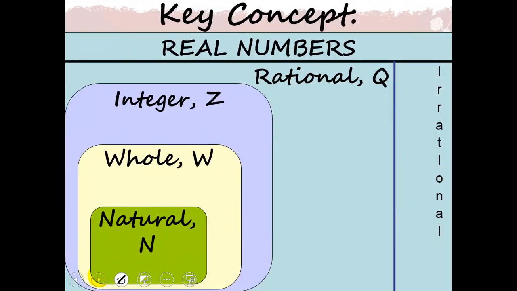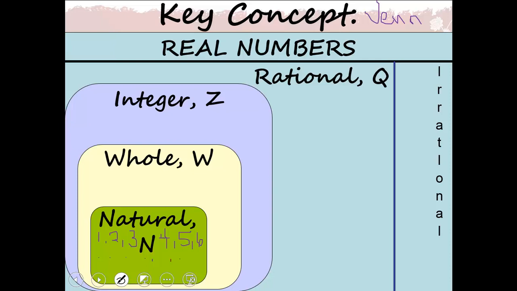All right, so when you read this Venn diagram, you want to start with the smallest box. That's the natural numbers. Those are how we naturally count: 1, 2, 3, 4, 5, 6, and so on. It just keeps going on and on. All right, that's the natural numbers, the counting numbers.